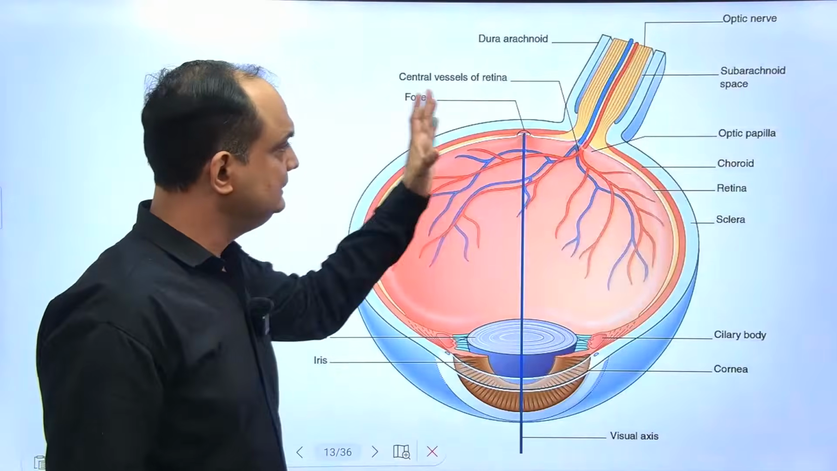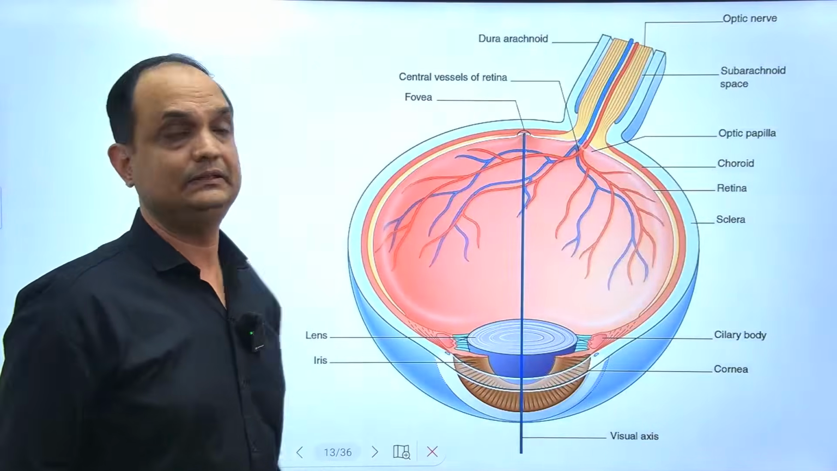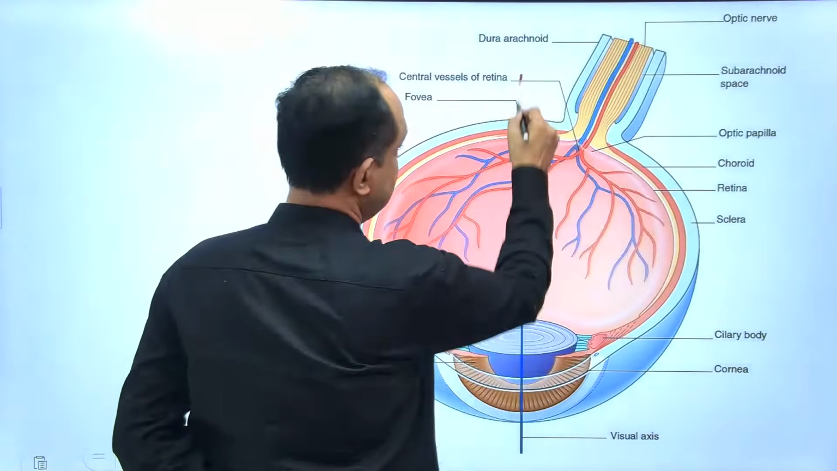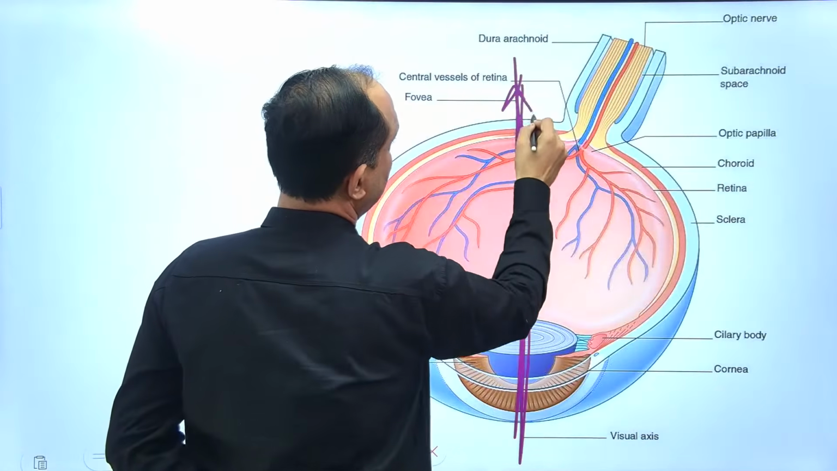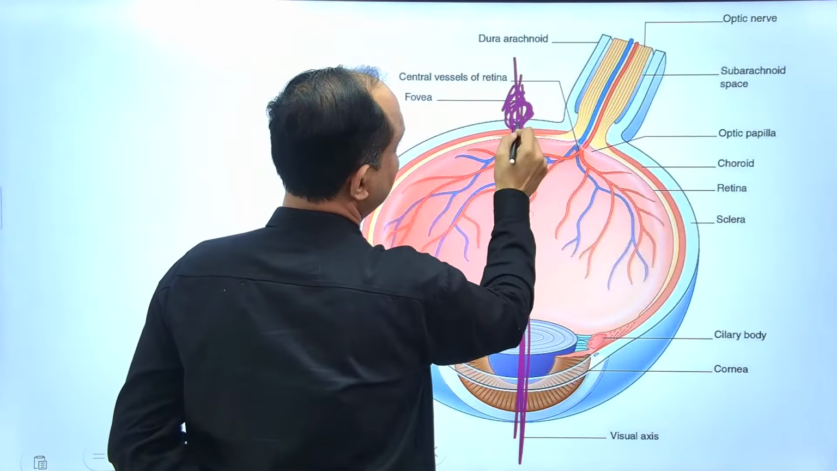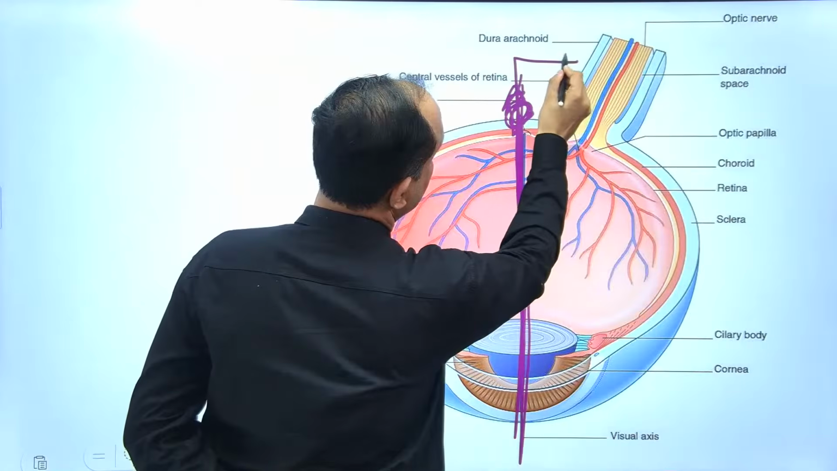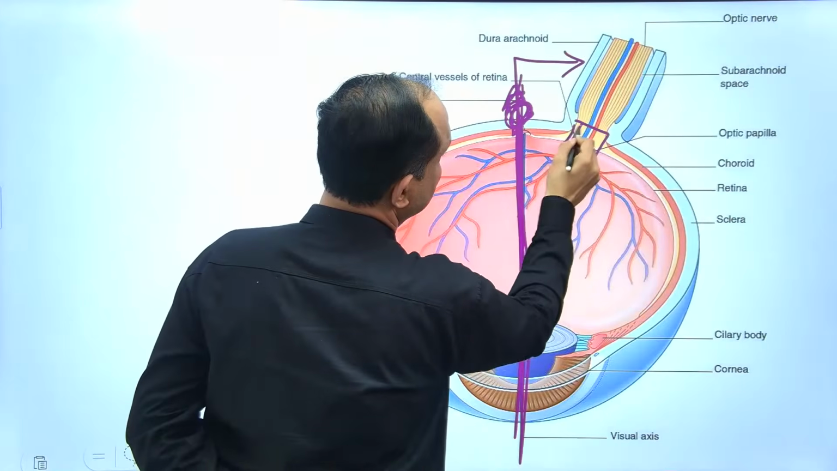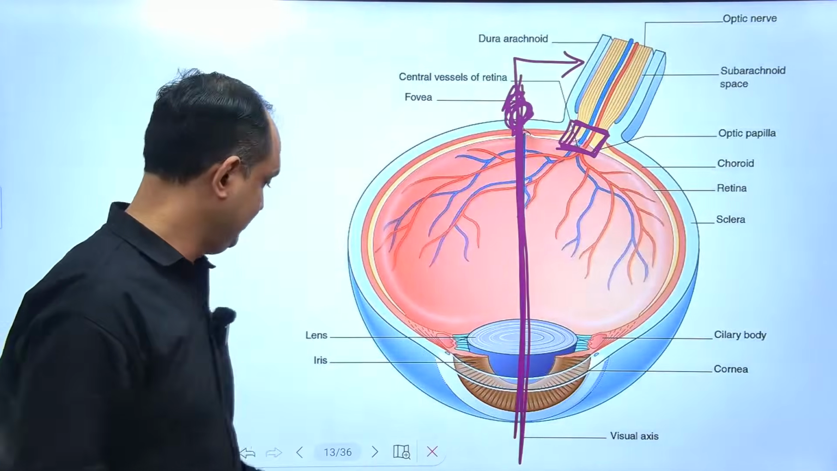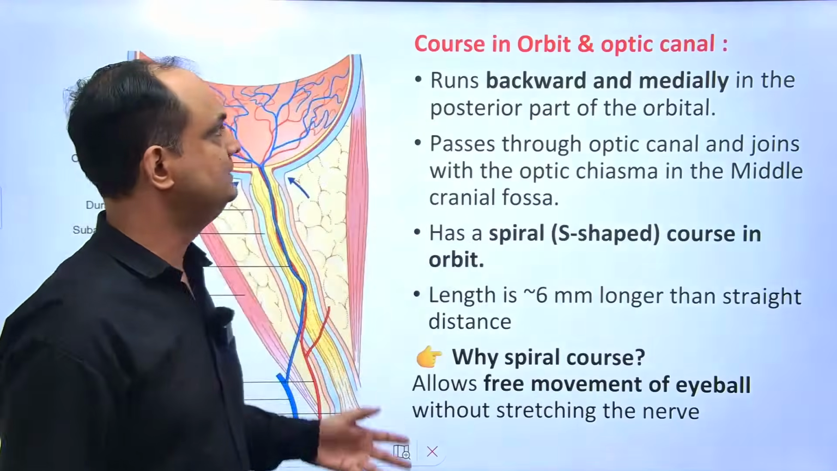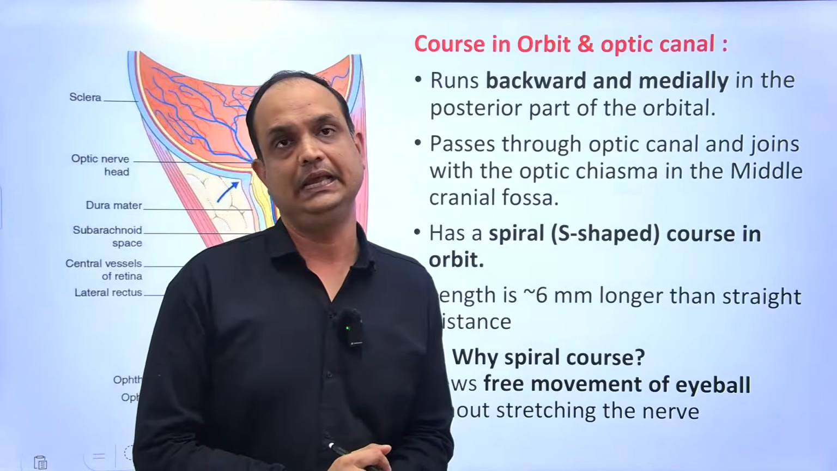This section explains this whole knowledge: this is your center and this is the posterior pole, but the posterior pole does not have the exit. The exit is around 3 to 4 mm on the medial side, where you have the optic head. Clear? Now we'll move to the next part, the course in the orbit and the canal.